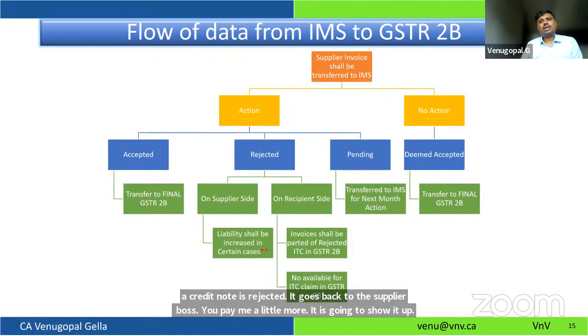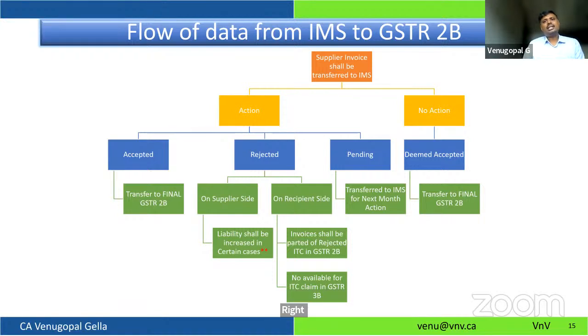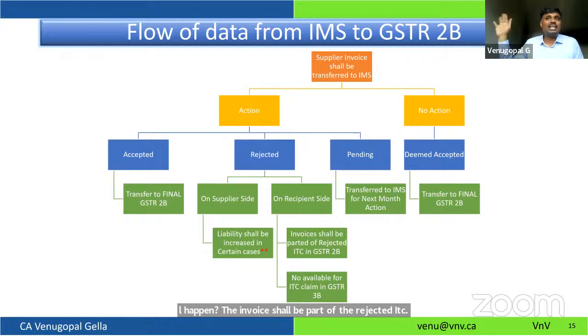Now, when it is rejected on the recipient side, what will happen? The invoice shall be part of the rejected ITC in the 2B. It will be available for claim in the subsequent month's 3B. In the current month, it will not participate in the claim. Pending will be transferred to the IMS of the next month. Rejected will not be able to be claimed at all.